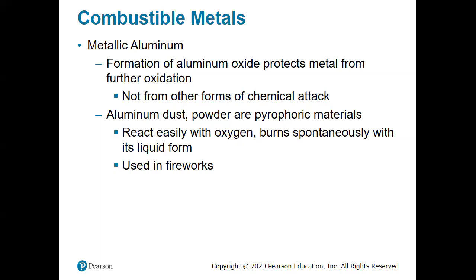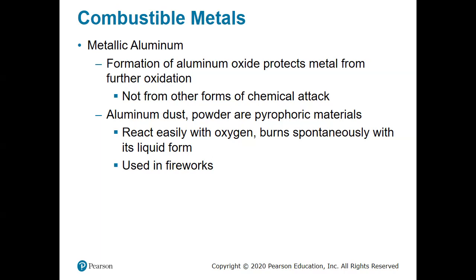Because aluminum forms oxides relatively easily, it generally is oxidation proof. Aluminum oxide kind of takes care of the oxidation of aluminum. So from an oxidation standpoint, aluminum doesn't get oxidized very much because the oxygen's already done it for them. However, metallic aluminum is not safe from other kinds of chemical attack. It's very prone to corrosion.